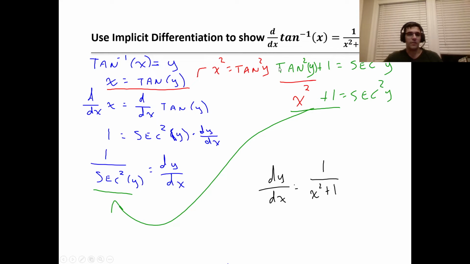So we're trying to replace secant squared of y. If we know tangent squared plus 1 equals secant squared, and we know that x equals tangent of y, I'm going to replace tangent squared of y with x squared. So we get x squared plus 1 is equal to secant squared of y. So I can take my x squared plus 1 and replace secant squared of y in our derivative. So we get 1 over x squared plus 1.